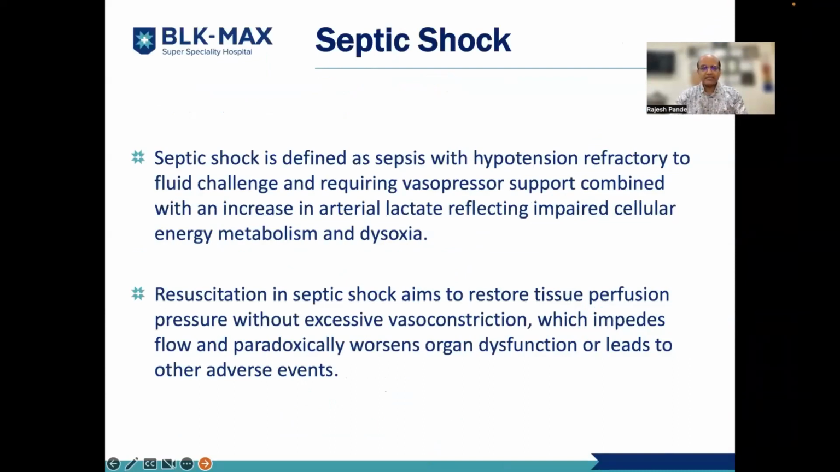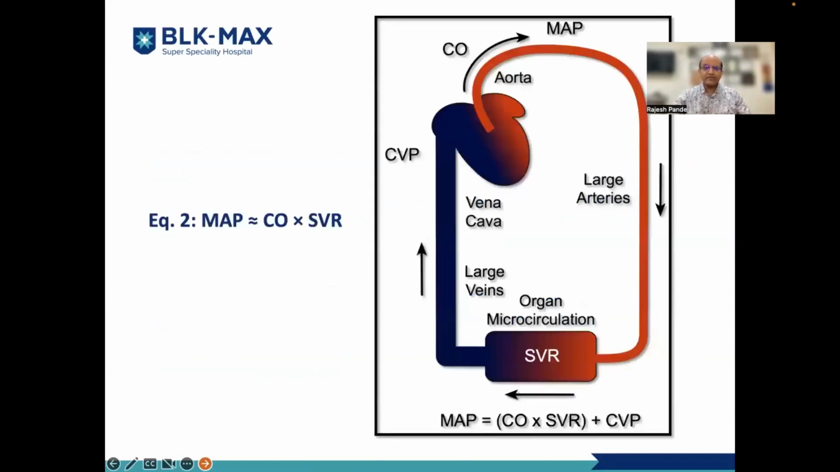There's an increase in arterial lactate reflecting impaired cellular energy metabolism and dysoxia. So lactate more than or equal to 2, along with a refractory hypotension, which is, you have done fluid resuscitation but the patient is still in shock and requires vasopressor support, is classified as septic shock. When we resuscitate these patients, we are basically trying to restore the tissue perfusion pressure. At the same time, we don't want to cause excessive vasoconstriction, which will impede the flow and paradoxically worsen the organ dysfunction or may lead to other adverse events.